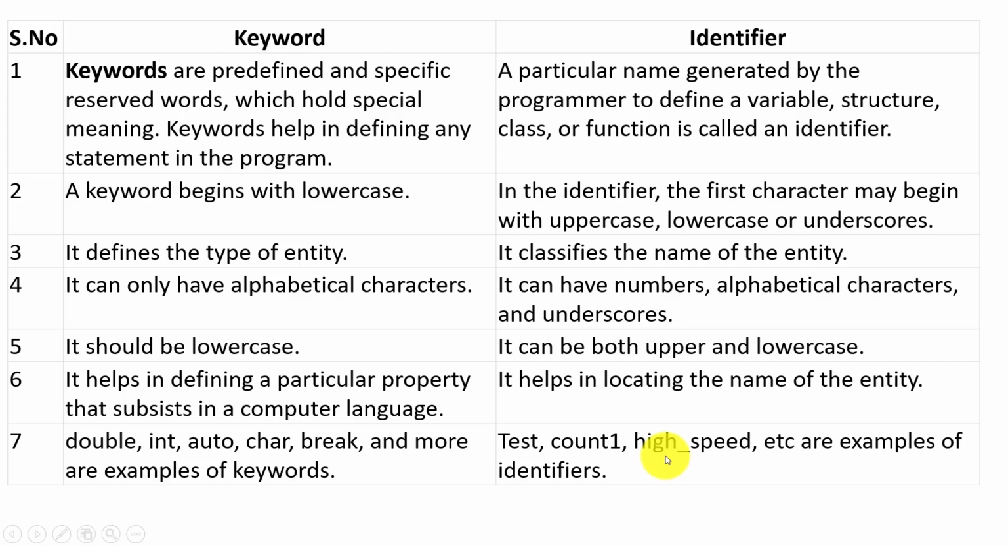So these are all the differences between keywords and identifiers, and this is all about the rules of keywords and the rules of identifiers. Now in the next video we are going to discuss what data types are in C.